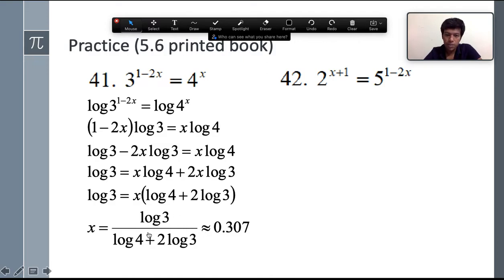Now, how does this come about? We just use a normal calculator. Okay, we use a calculator: log 3 divided by bracket.